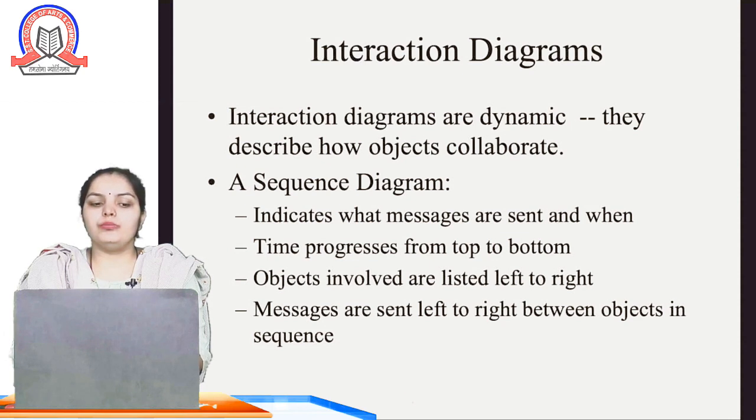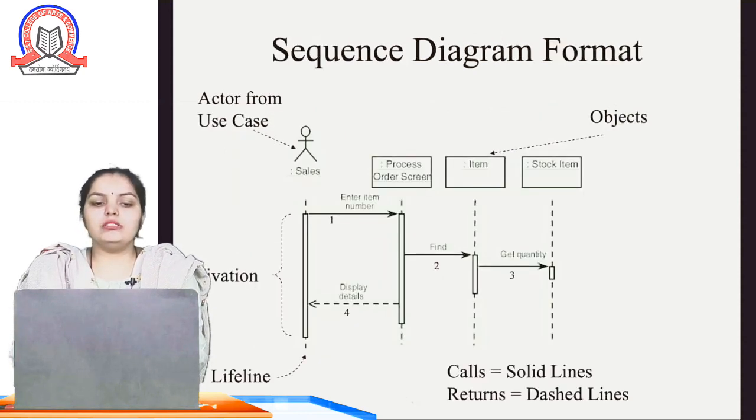Okay, so basically a sequence diagram indicates what messages are sent and when they are sent. Time progresses from top to bottom, objects involved are listed left to right, and messages are sent left to right between the objects in the sequence diagram. Okay, so here we'll see in what sequence the message is getting sent.